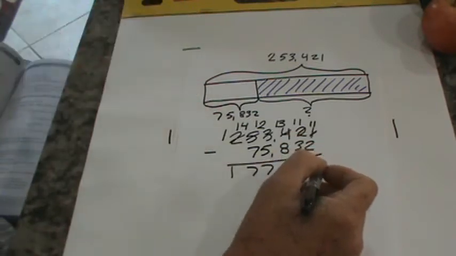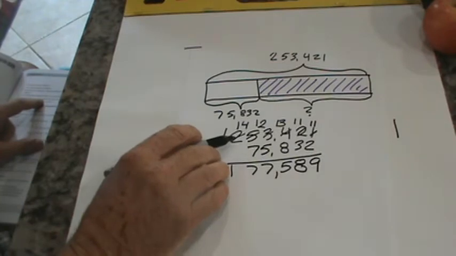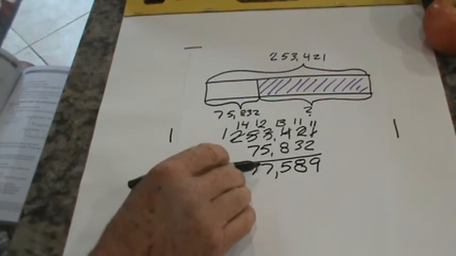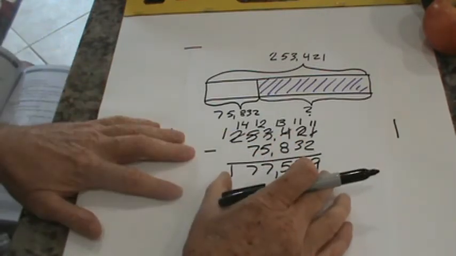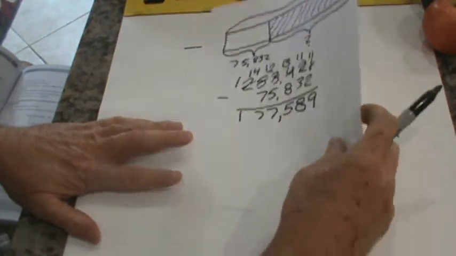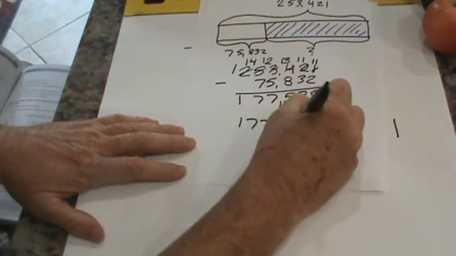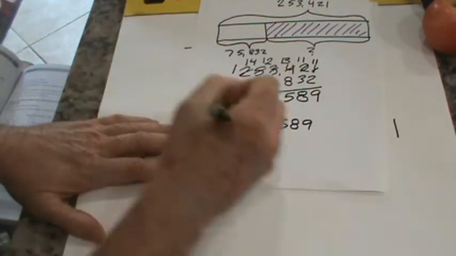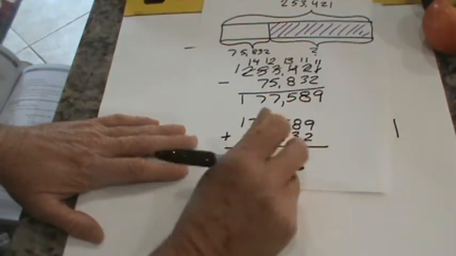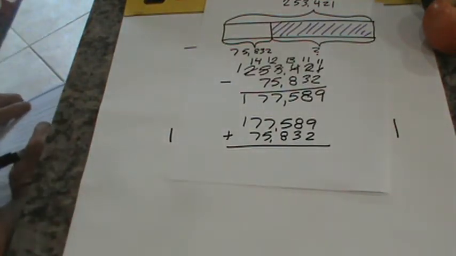How are we going to check this problem? Well, we're going to add the difference. So the difference between 253,421 and 75,832 is 177,589. What we're going to do is add the difference to the part, and it should equal the whole amount. So let's get busy with that. We'll take 177,589 plus the part, 75,832. Now, why don't you pause the recording and then come on back to check your answer.